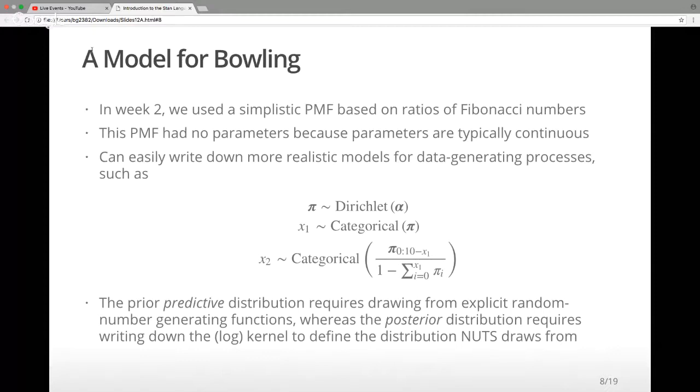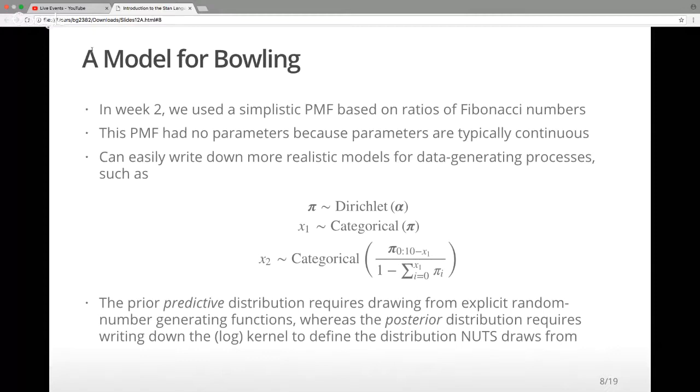Then the next step in the generative process is to say what happens on the first roll of a frame of bowling, and we can think of that as being a draw from a categorical distribution. One of the 11 possible things is going to happen, and the probability of each of those things is given by the simplex vector pi. After the first roll happens, then we can draw x2 from a categorical distribution.